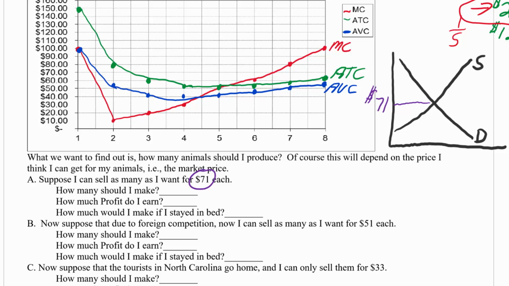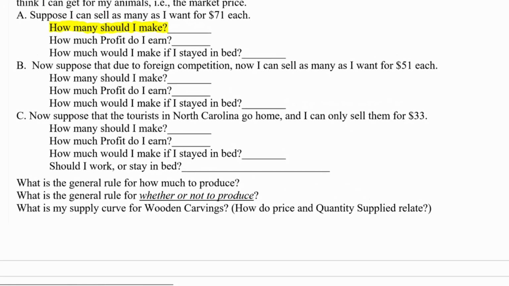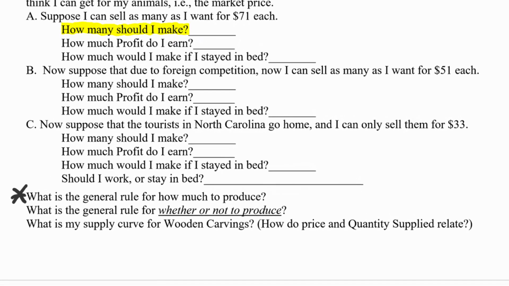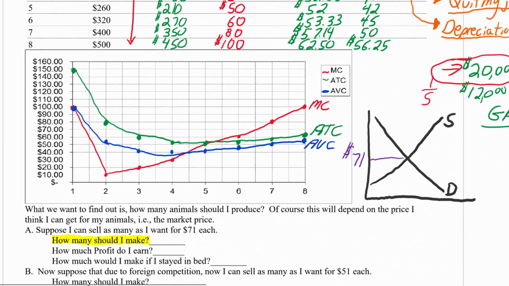Now here's what I want to know as one of these producers. How many of these chainsaw carved animals should I make today? Now here's the rule. Down at the bottom of the sheet, we want to write this rule down. What is the general rule for how many units you should produce, if you produce any at all, right? You have the choice not to produce anything. We'll talk about that in a minute. So the general rule about how many to produce says ignore this downward sloping portion of the marginal cost curve here. Ignore that part.